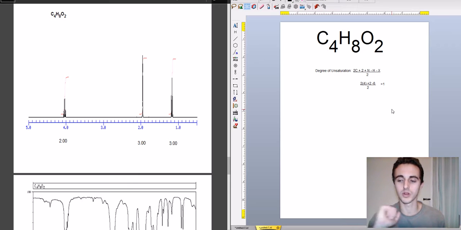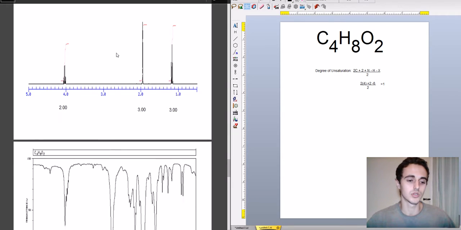So that 1, what does that tell us? In this molecule, we can have either 1 ring or 1 pi bond. The more you have, say 4, you could have 3 pi bonds and a ring, and that ends up looking like a benzene ring. Given that we have 1, when we look at our IR, look for some kind of functional group that could have a double bond in it, or a pi bond, or a ring. So let's go check out our IR first.